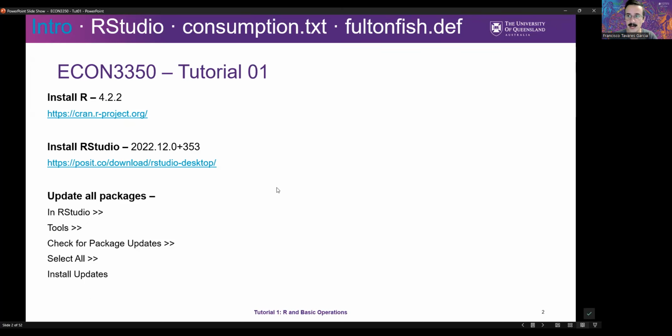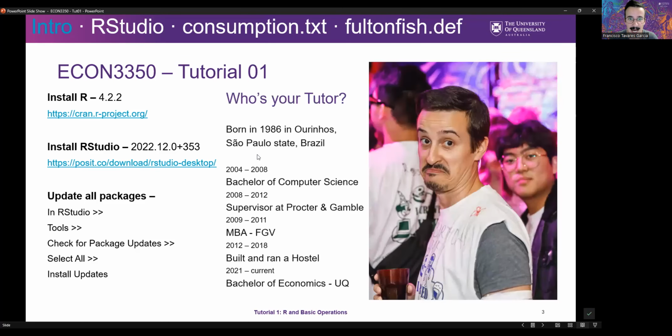And I will start with presenting myself. I'm Francisco Tavares Garcia. I was born in Brazil, in São Paulo state, and I did a Bachelor of Computer Science from 2004 to 2008, worked for Procter & Gamble, the owner of Gillette, for a few years. Then I did an MBA while I was working there. Then I left to open a hostel.